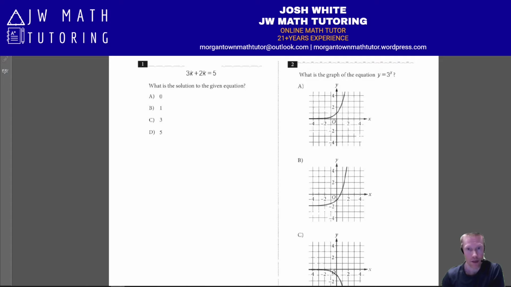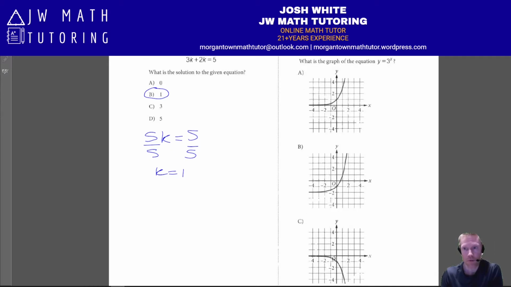This is just a basic linear equation, and it's pretty easy to simplify the left side. You just combine the two like terms, and you get 5k. And then, of course, we just divide by 5. K equals 1. Correct answer is letter B. You could, of course, also do this one by back solving, plugging in the answers, but it's so simple and so basic, you pretty much don't need to do that.